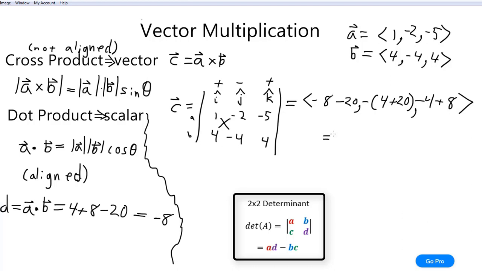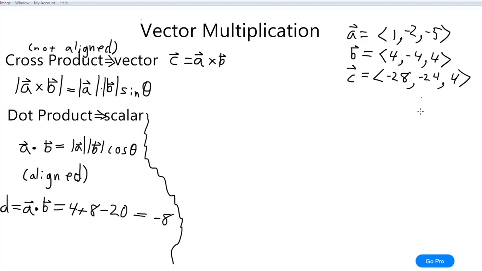So in the end, this is going to equal -28. And then this is going to be -24. And then this is just going to be, so that's just 4 in the end. So anyways, that's what C is equal to in the end.